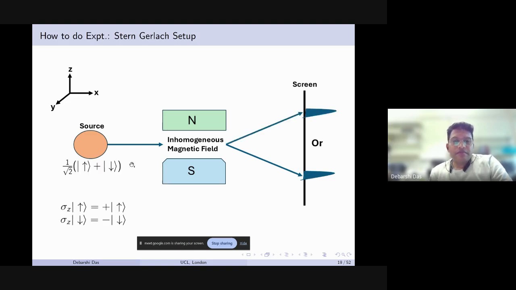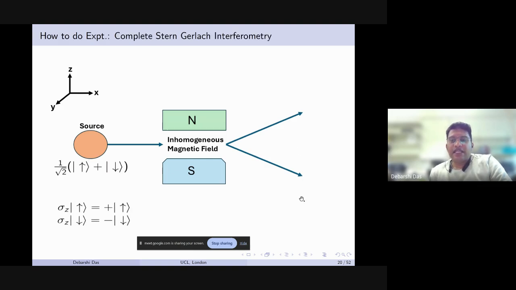Now, if you prepare the spin in a superposition of up plus down, then in the Stern-Gerlach apparatus, the spin will move in a superposition of both of these paths. But at the end, on the screen, you will find the masses either in this location or in this location. With some probability you will find the particle here, with some probability you will find the particle here.